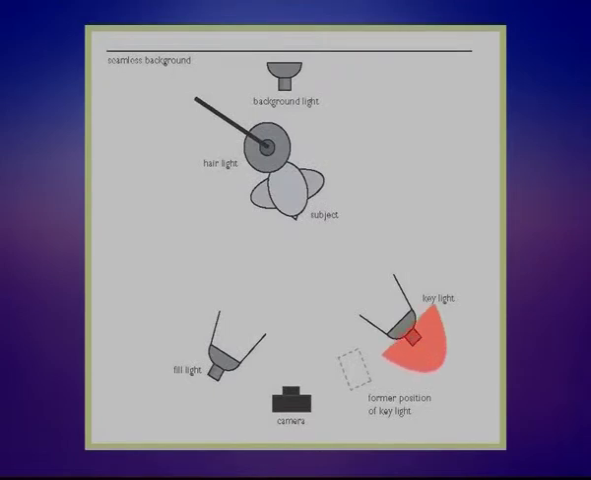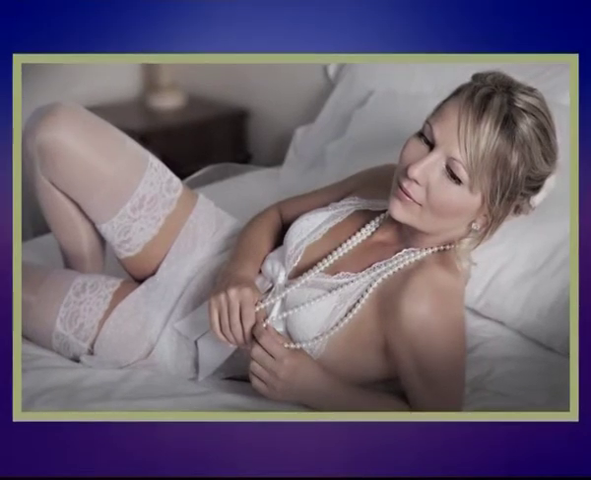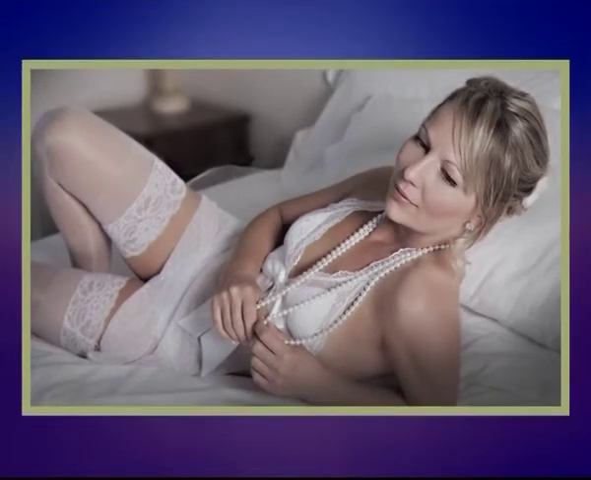Also called a main light, the key light is usually placed to one side of the subject's face between 30 and 60 degrees off center and a bit higher than the eye level. The key light is the brightest light in the lighting plan.